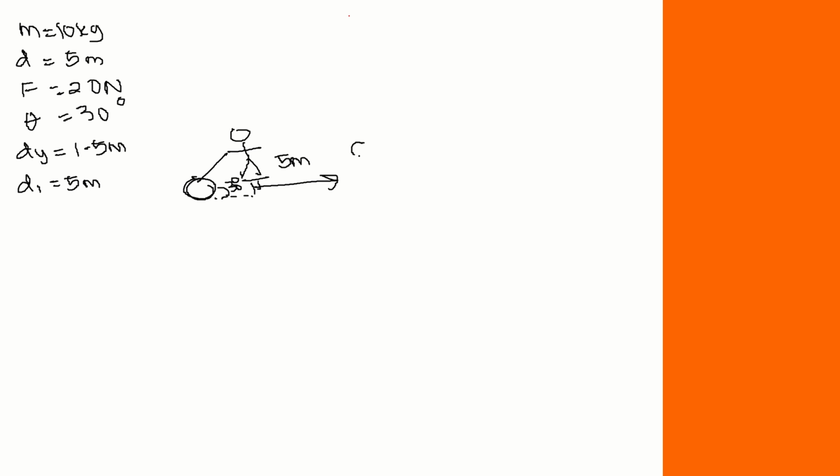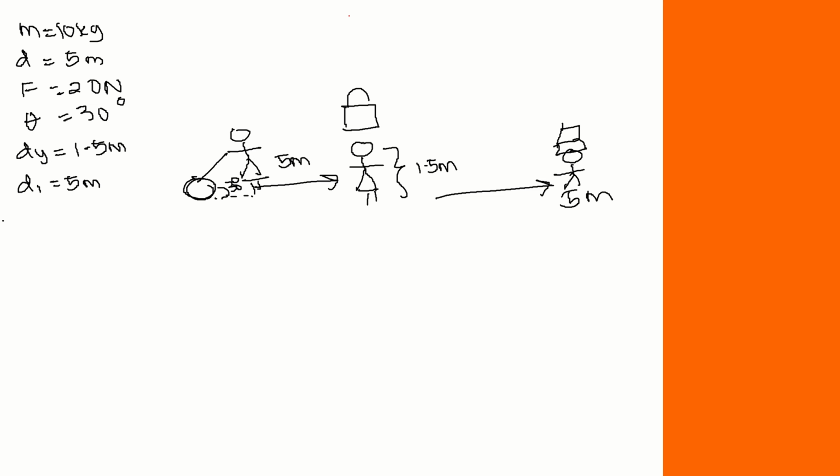Next, nagpundo siya because she had to lift the bag. Hawak niya na yung bag dito. Sige, hawak niya yung bag dito and then she lift it for a vertical distance of 1.5 meters. And then, after some time, nag-move siya na hawak-hawak niya yung bag, or carried niya yung bag dyan ng 5 meters pa. Okay? So, this is your d sub 1. This is your dy. This is your d.